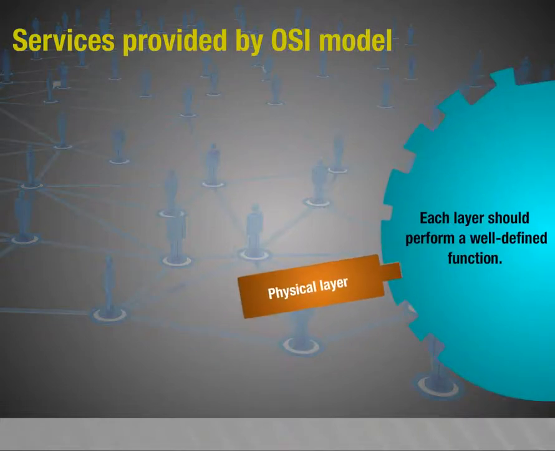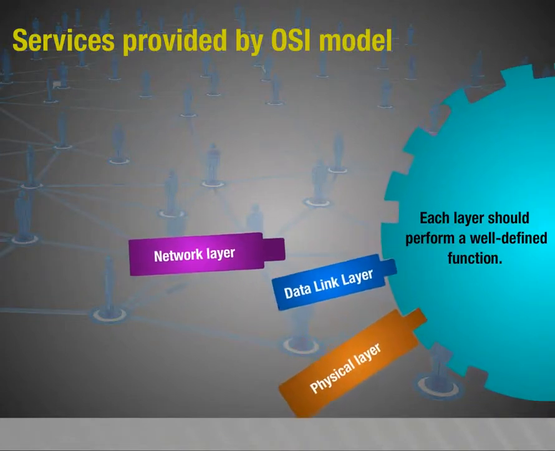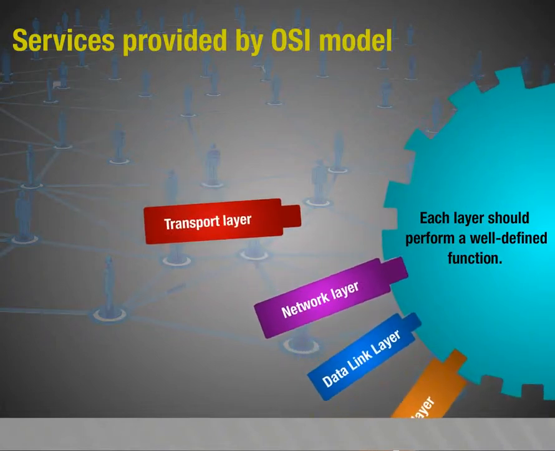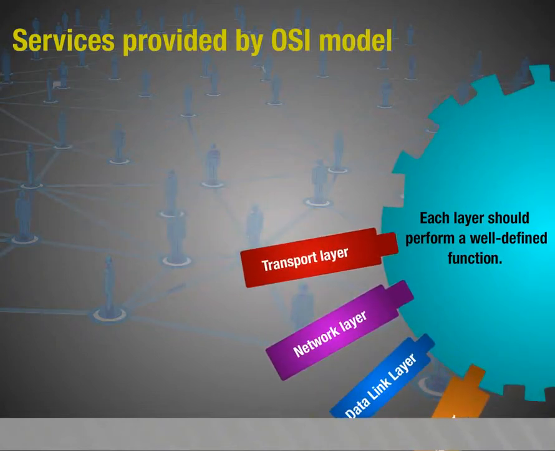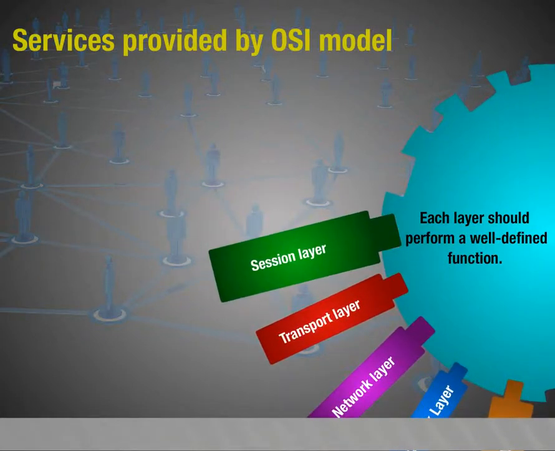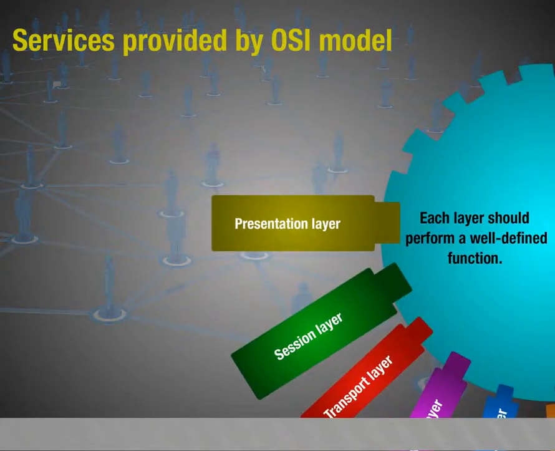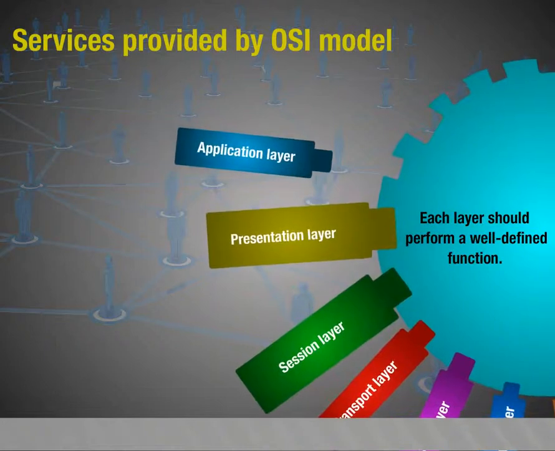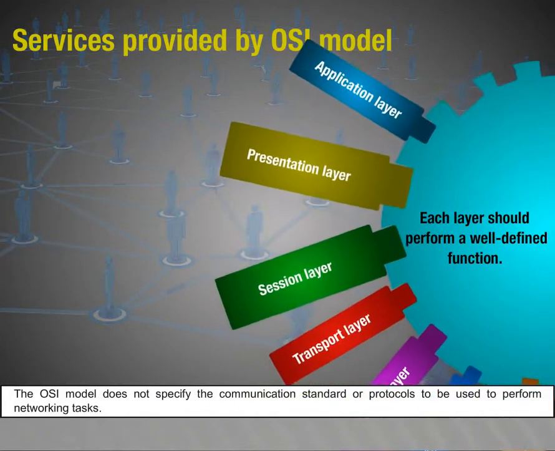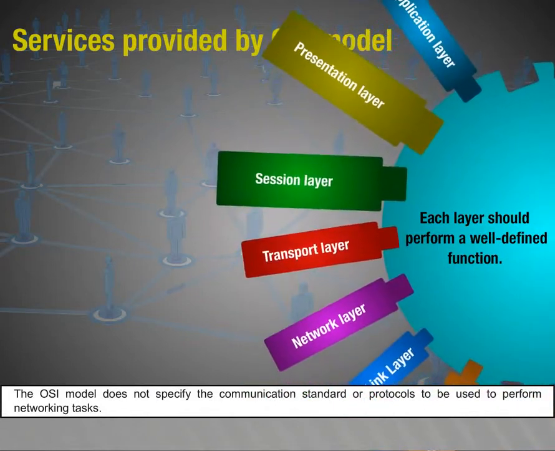Physical layer, data link layer, network layer, transport layer, session layer, presentation layer, application layer. The OSI model does not specify the communication standard or protocols to be used to perform networking tasks.